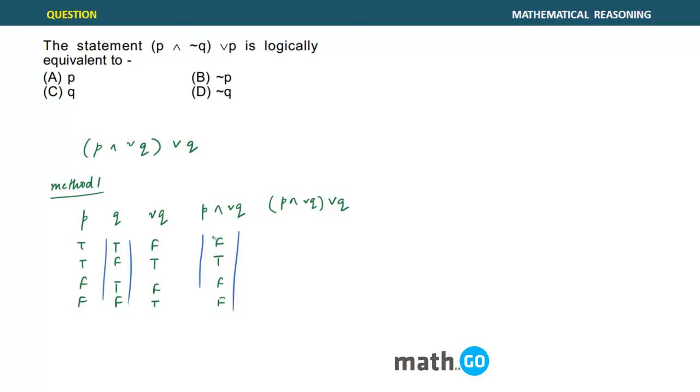So OR means any one of them is true, then the answer is true. So true false, this will be true. False true, this will be true again. True false, this will be again true, and false false, this will be false. So now you were being asked what it actually represents.